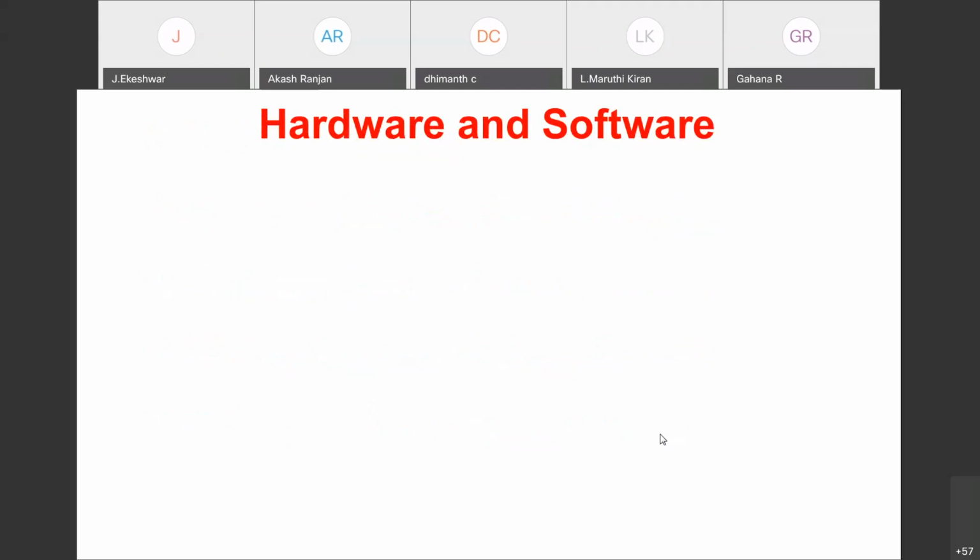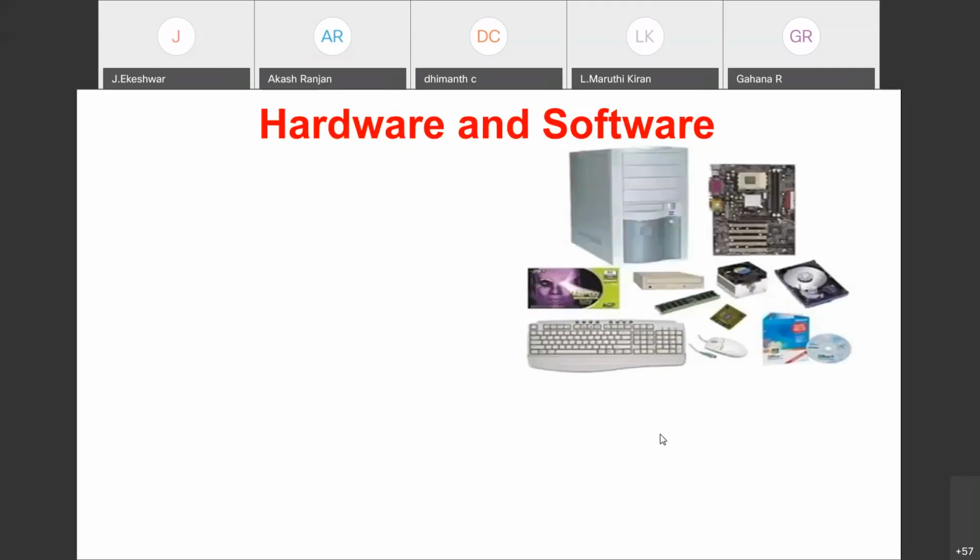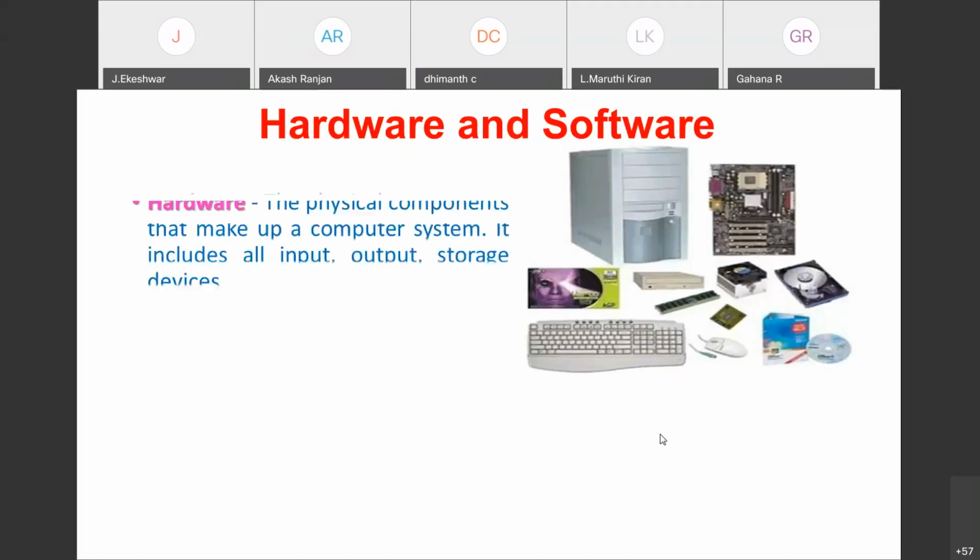So this completes the functional units of a computer, and we discussed the memory hierarchy and the units we use for measuring the memory. The next topic we'll be discussing is hardware and software. What do you mean by hardware? There are several hardware components: the CPU, the RAM memory, the keyboard, the I/O devices, hard disk, mouse, etc. So hardware is nothing but the physical components that make up a computer system.